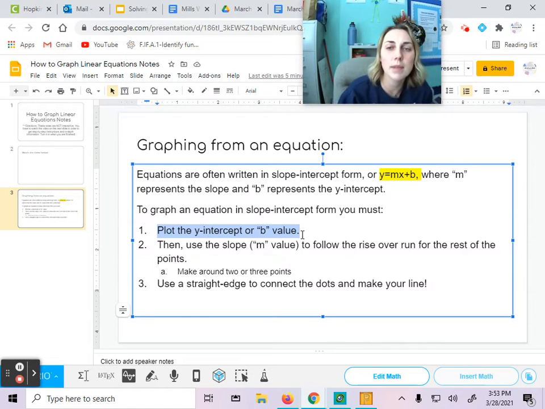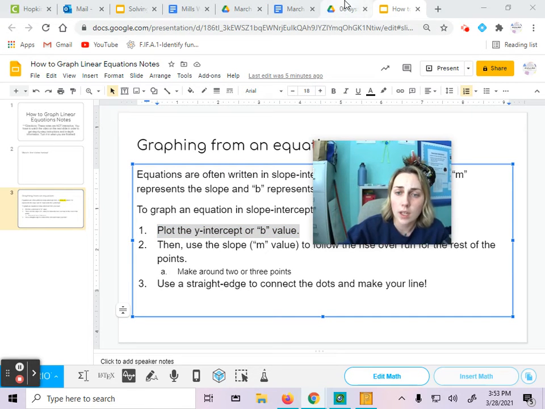But on the IXL that we're going to be doing, you don't have to do that. It makes a line for you. You just have to plot 2 points. So let's go ahead and do that. So let's practice the skill then.